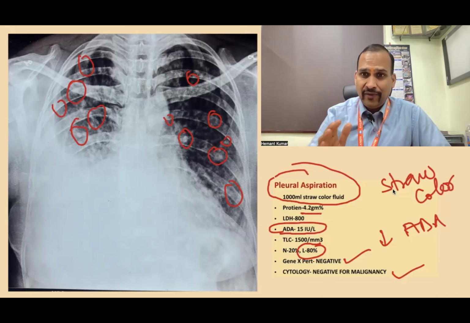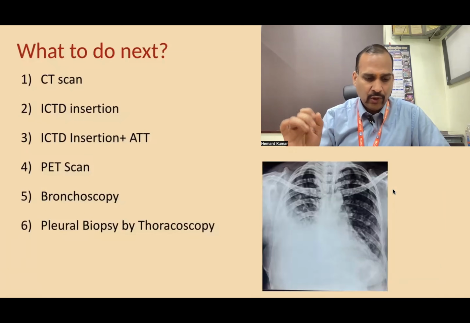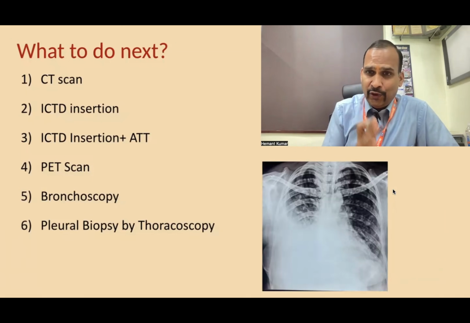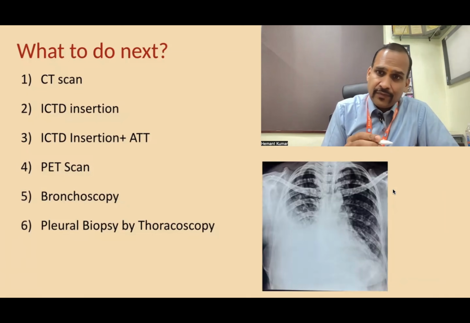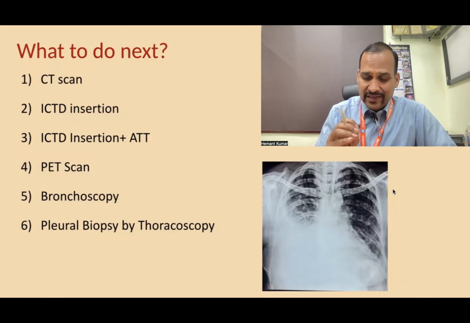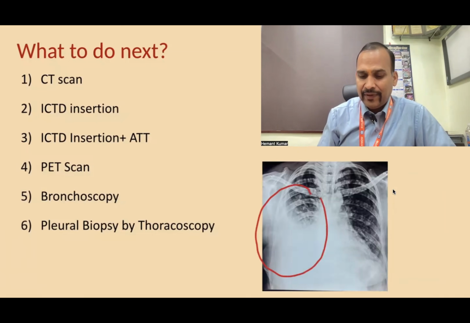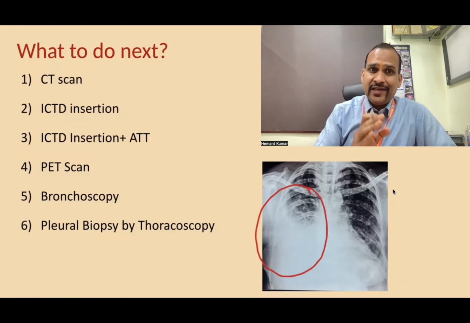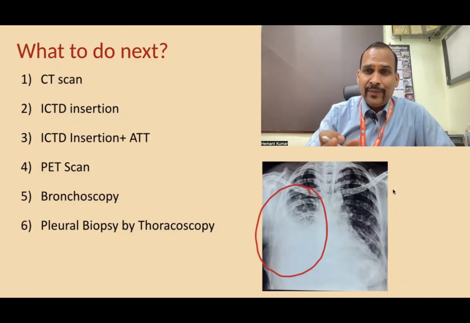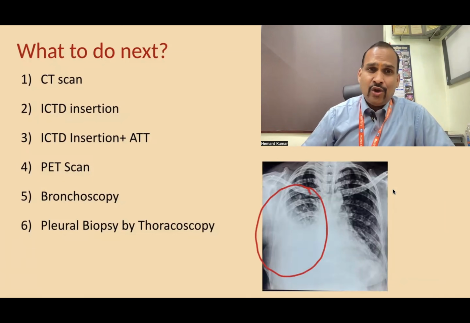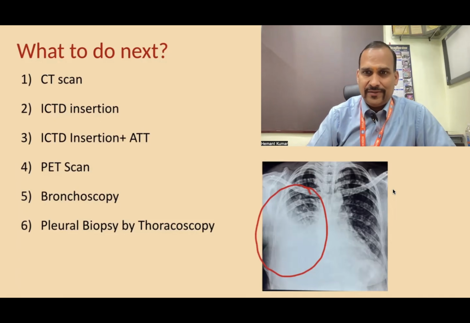Then how to proceed further? So what to do next? Will you do CT scan at this point of time? Yes, we can do, but again CT scan is not going to give the full picture because the right side has moderate to large pleural effusion, and CT scan is going to give only suggestion of parenchymal and pleural pathology, but it is not going to give a definitive diagnosis.